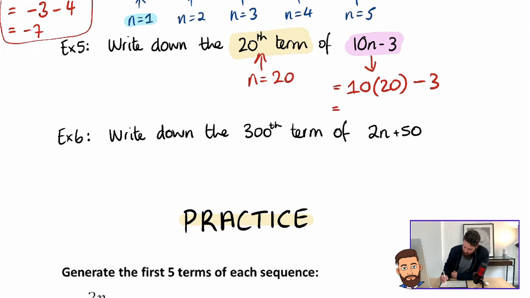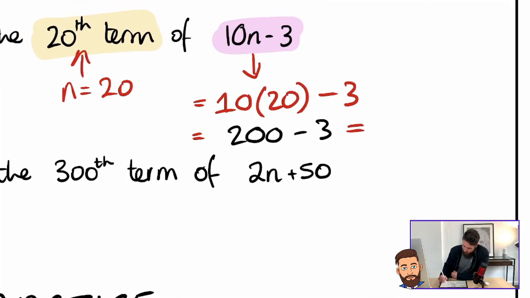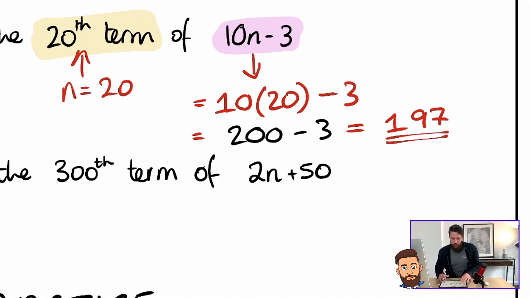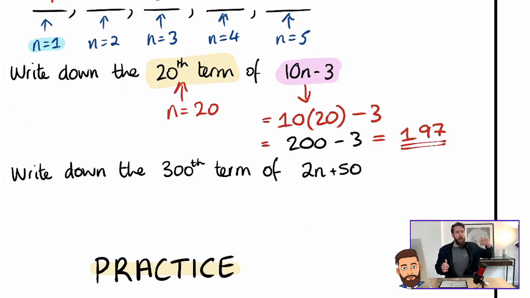So what would 10 times 20 be? Well, that would be 200. 200 take away 3 would be simply 197. So the 20th term in the sequence is 197. So we didn't have to work out the first term, second term, third term, and then keep going until we got to 20. All you had to do was realise, right, the 20th term, n is 20, substitute it into the nth term, which they gave you. 10 times 20 is 200, take away 3 is 197. Okay.